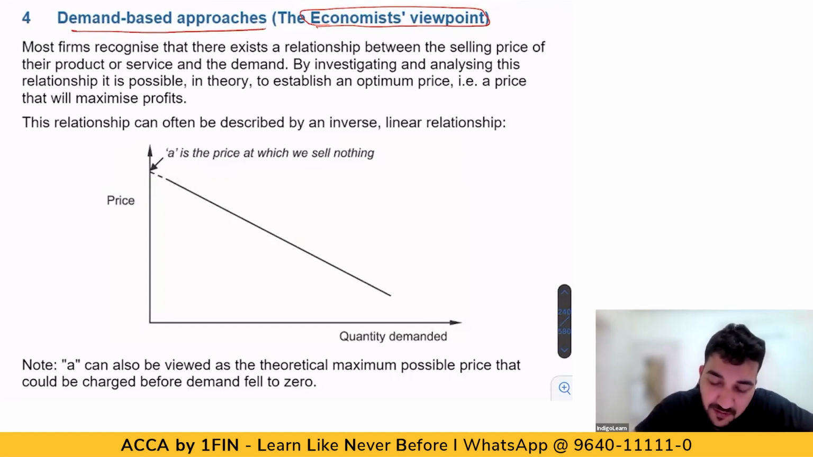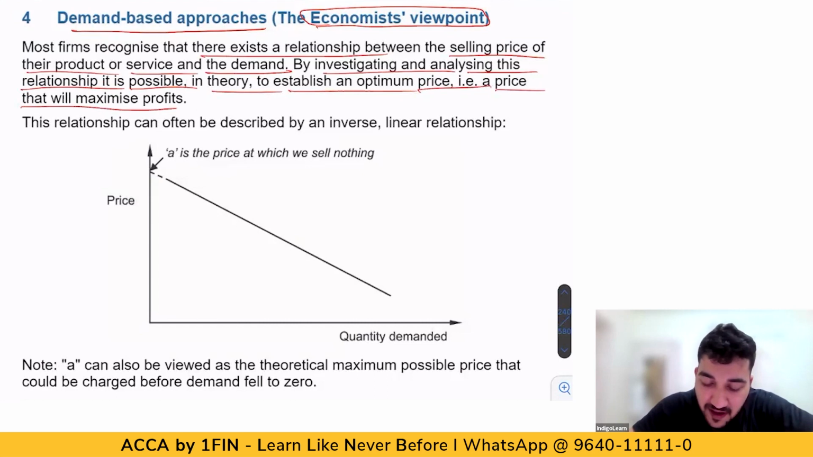Most firms recognize that there exists a relationship between the selling price of their product or service and the demand. By investigating and analyzing this relationship, it is possible in theory to establish an optimum price, that is, the price that will maximize the profits. The relationship can often be described as an inverse, linear relationship.